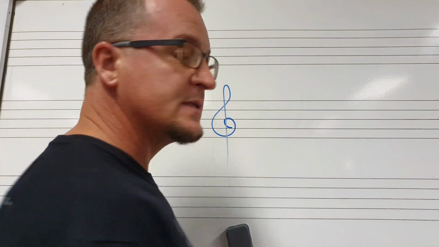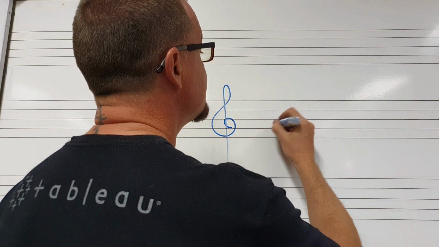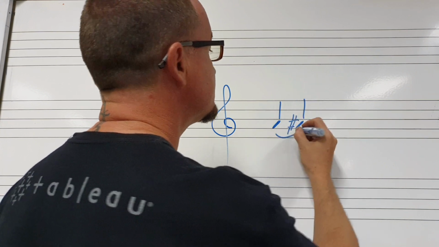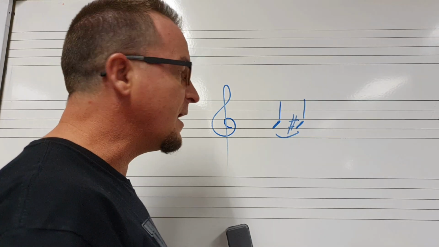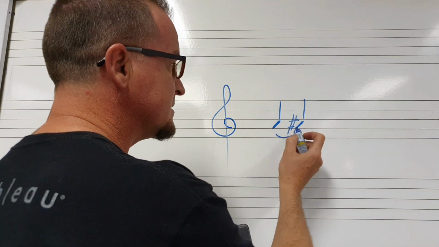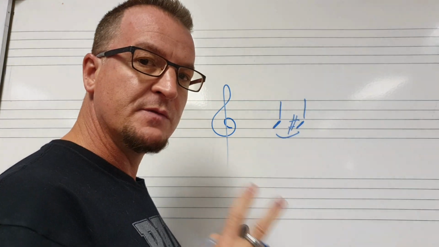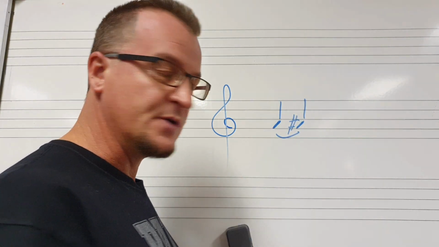So let's just have a look. There's some trick questions here. They're going to ask you something like this, and they're going to say, is this a slur or is this a tie? This is an A and this is an A sharp. These are two different notes. Even though they're on the same space, they are two different notes. And if they are different, it is a slur.